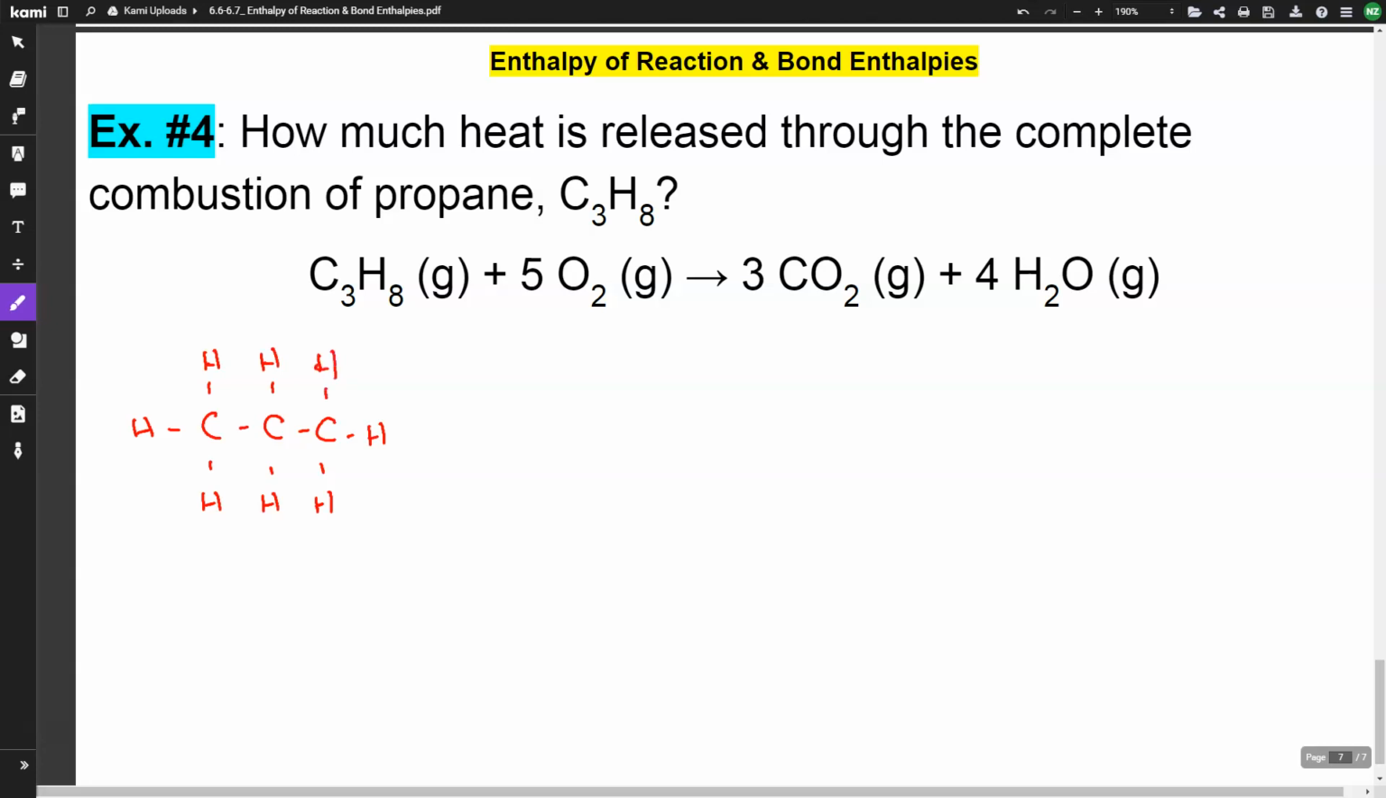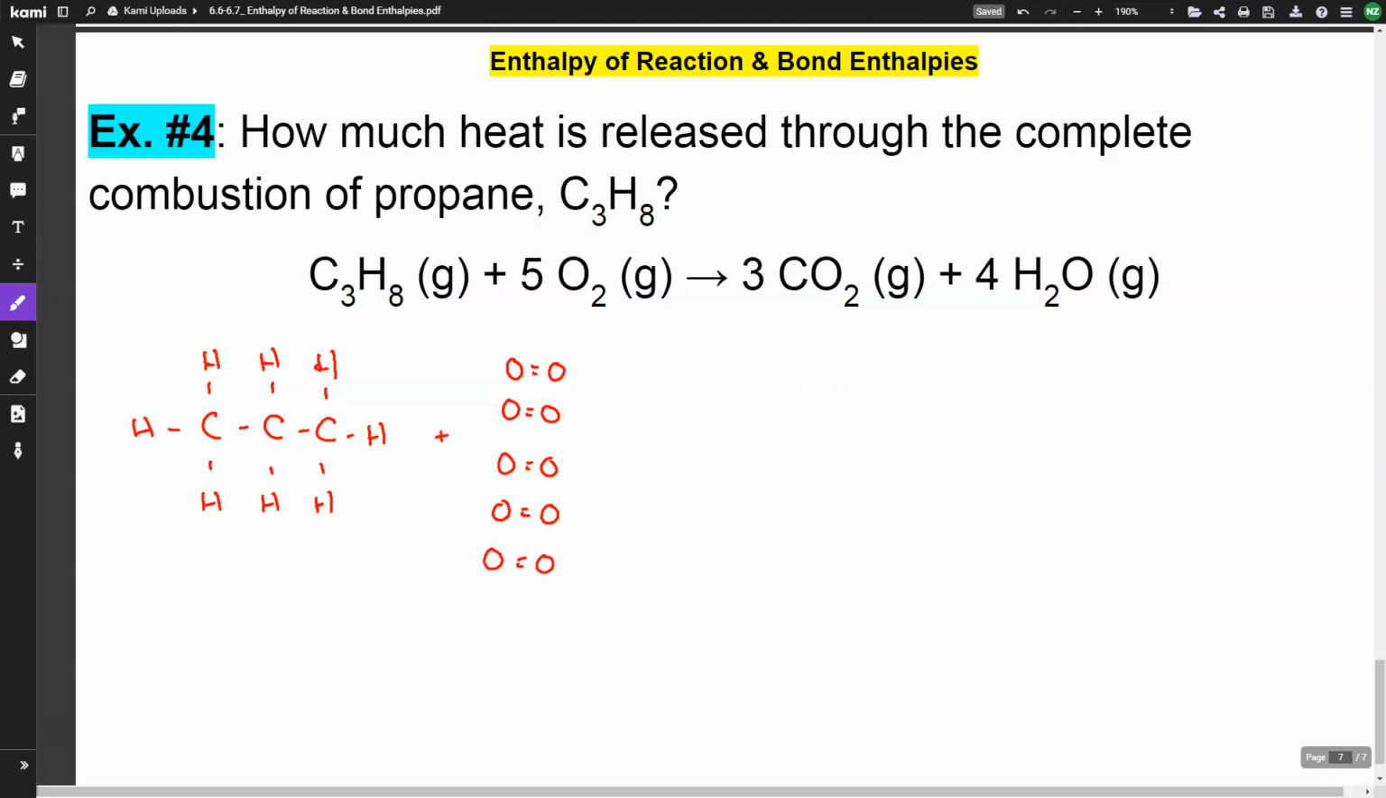Okay, so there's our C3H8, and then O2, we have 5 of these, so O2 looks like this. 5 O2s, I should say. O2 is a double bond. Now I'm not drawing a complete Lewis structure, I'm just sketching this. I know that O2 is a double bond.